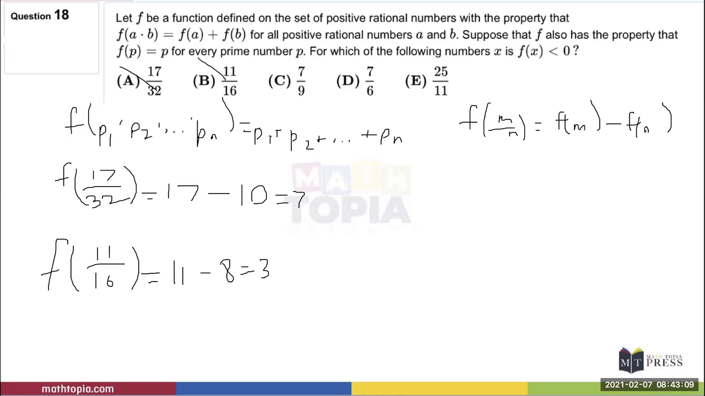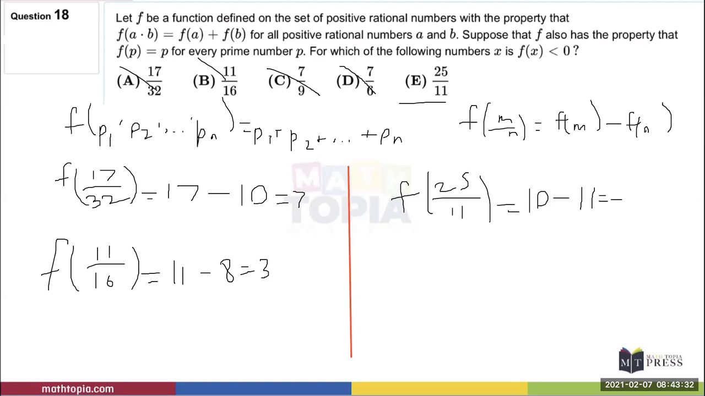And we'll go through c. C will end up with a positive number. D will end up with a positive number. But when we look at E, look what happens. F of 25 over 11, that's equal to, well, 25 is 5 times 5, which means that f of 25 would just be 5 plus 5, which is 10. And then we're subtracting f of 11, which is 11. And that is equal to negative 1. And that is less than 0. So after checking all 4 of these, A, B, C, and D, we finally know that the answer is E.